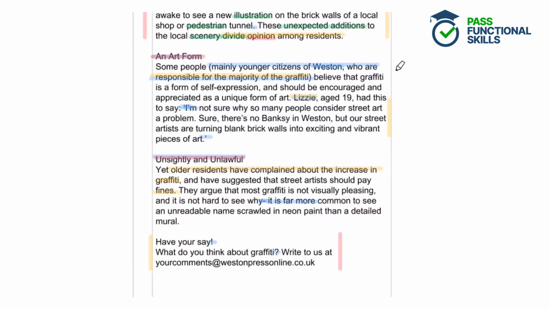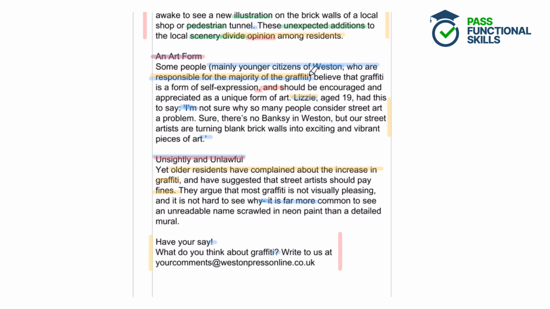Using connective words and punctuation can also help to make your sentences more complex and more cohesive. So for example, in the second paragraph, we've got: some people, mainly the younger citizens, believe that graffiti is a form of self-expression. And then we have a comma and the word "and" to add some additional information to this sentence and to link things together to make it cohesive.